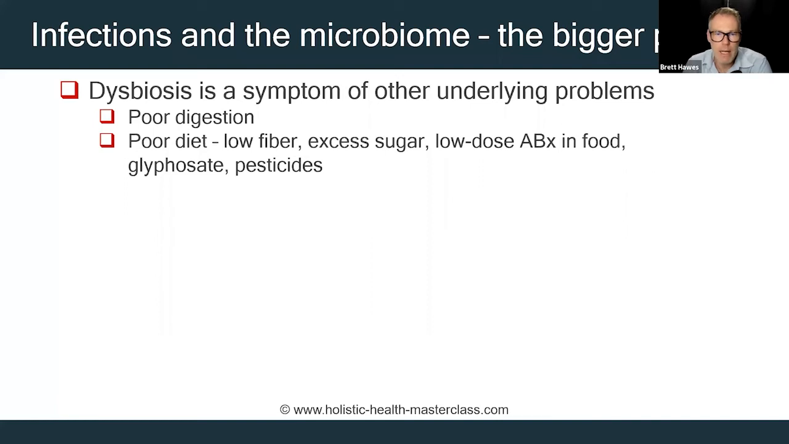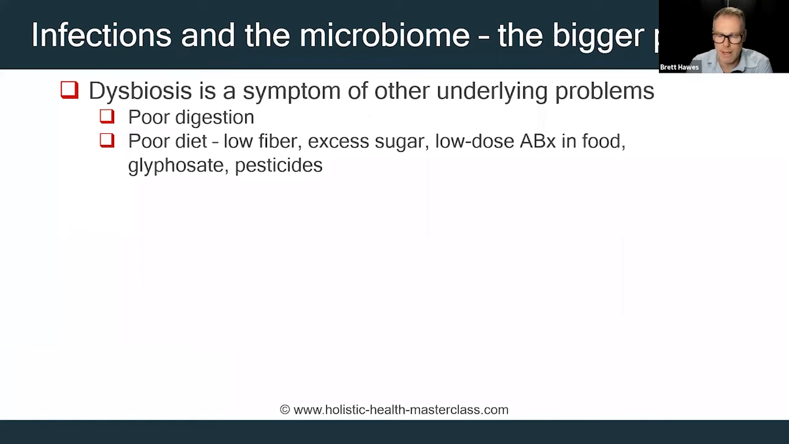So as we've discussed, poor digestion, which we've looked at already, poor diets, right? So low fiber diets, excess sugar. What about low dose antibiotics in food? Okay, so if people are not eating predominantly organic, glyphosate or Roundup, pesticides, okay, the list goes on, food additives, there's a whole bunch of things that can really disrupt the microbiome there.